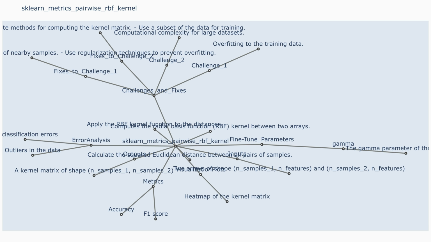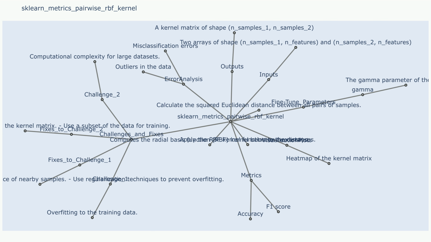sklearn, metrics, pairwise, RBF kernel. Description: the radial basis function (RBF) kernel, also known as the Gaussian kernel, is a popular kernel function used in machine learning for measuring the similarity between two data points. It is commonly used in support vector machines (SVMs) and other kernel methods.